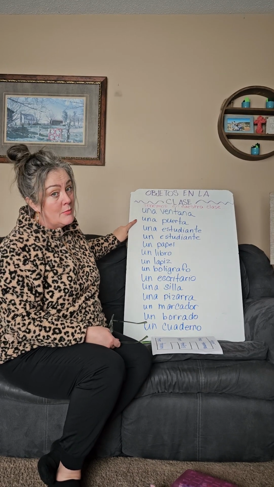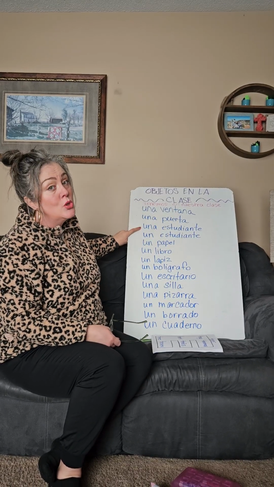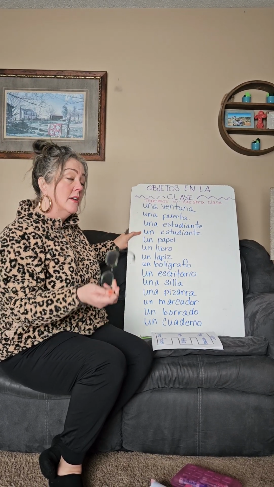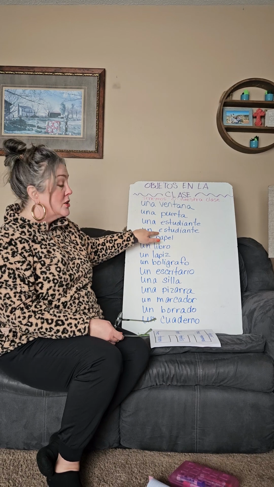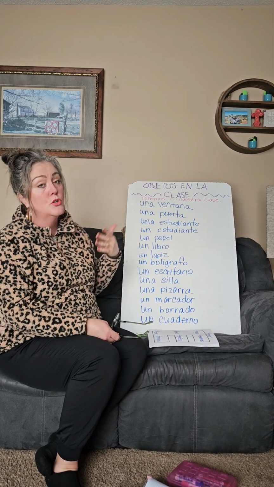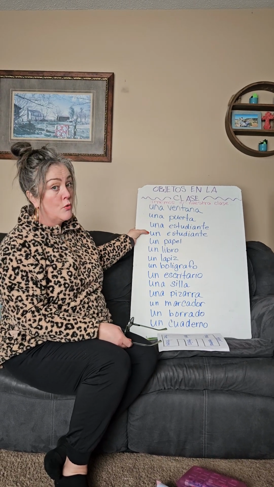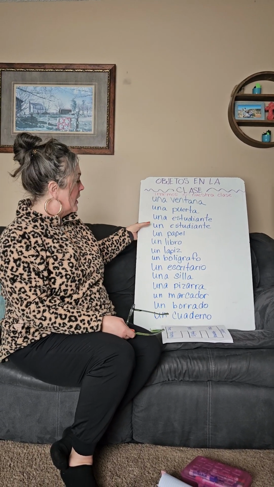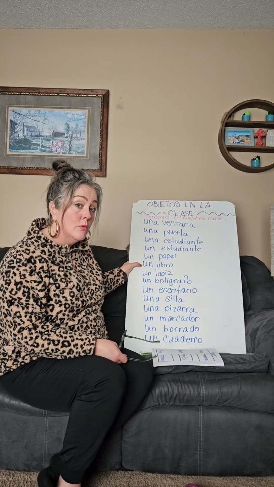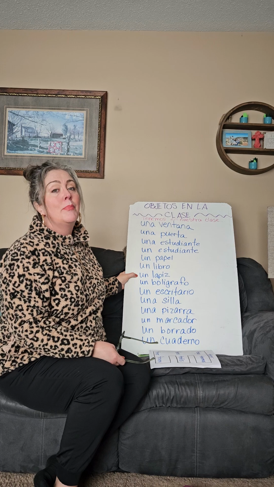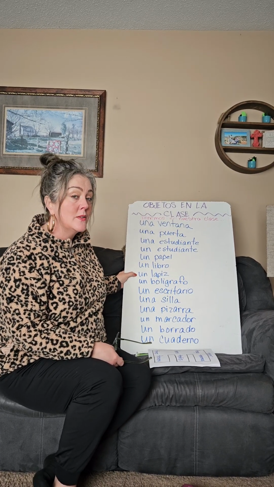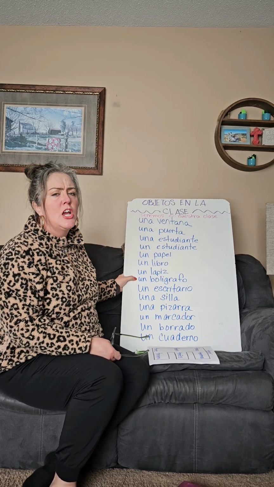Una puerta, that means door. Una estudiante, a girl student. Un estudiante, a boy student. And you can see that estudiante is spelled the same, but you add an A to una to describe a girl student. You don't for a boy student. You just say un. Un papel, a paper. Un libro, a book. Un lápiz. You should know that one because we play the game Mi Lápiz. It means pencil.